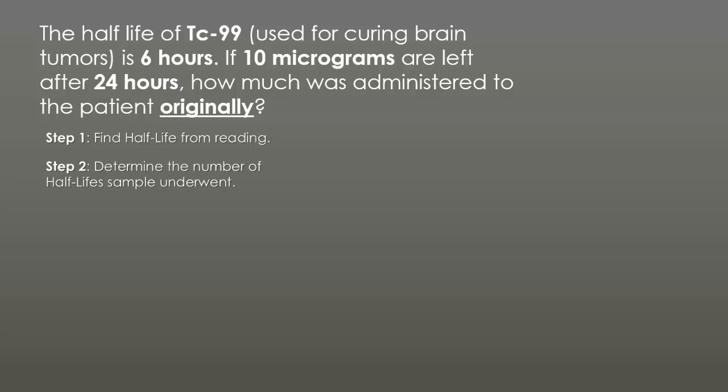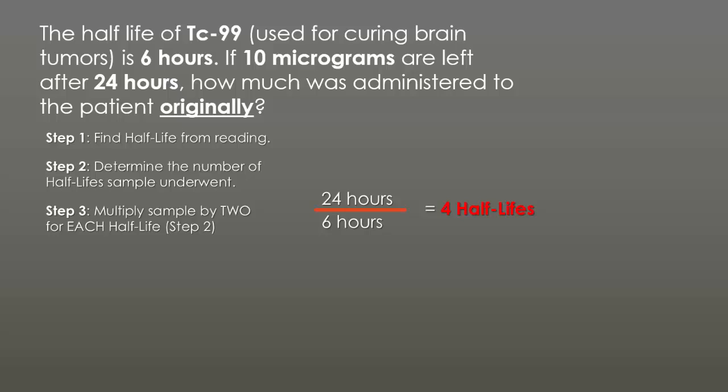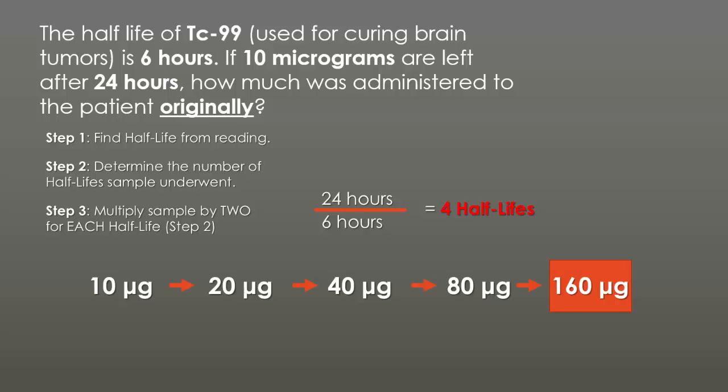So using the half-life given to you in the reading, which is 6 hours, we're going to figure out how many half-lives that was, which turns out to be 4. 24 hours from the reading divided by its half-life gives you 4 half-lives. Then you're going to be multiplying the sample by 2 for each half-life because we are trying to find the original amount. We're taking 10 micrograms and converting that 1, 2, 3, 4 times to tell us that our original sample was 160 micrograms.